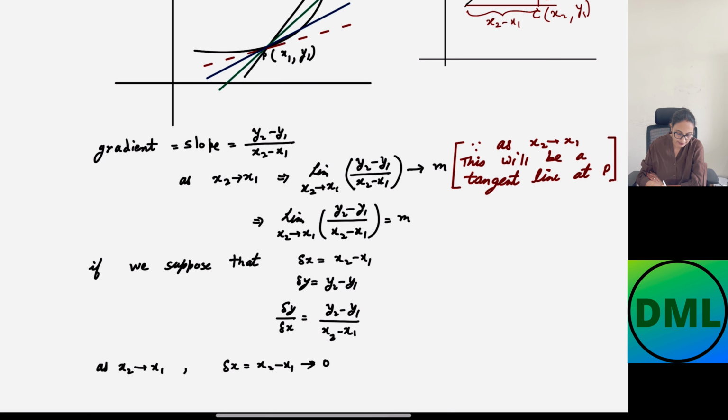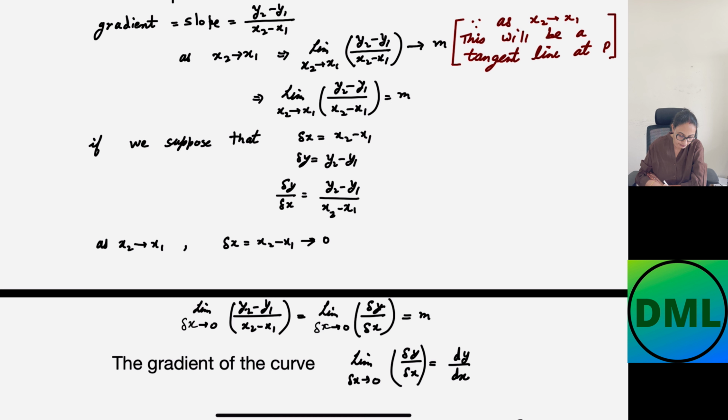Suppose that delta x, the change in x, is given by x2 minus x1, and delta y, the change in y, is given by y2 minus y1. So this will be written as delta y by delta x equal to (y2 minus y1) over (x2 minus x1). As x2 tends to x1, delta x, which is x2 minus x1, tends to 0. This shows you that when you put the limit delta x tends to 0, (y2 minus y1) over (x2 minus x1) will be written as delta y by delta x, and this will be equal to m.